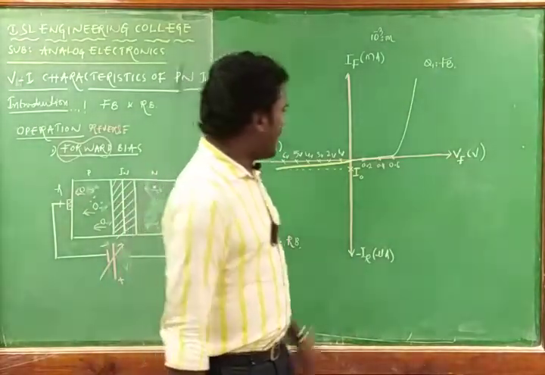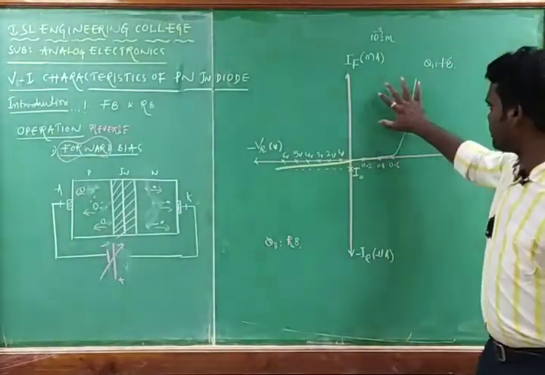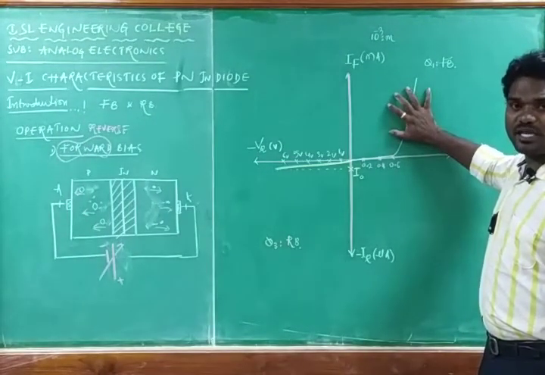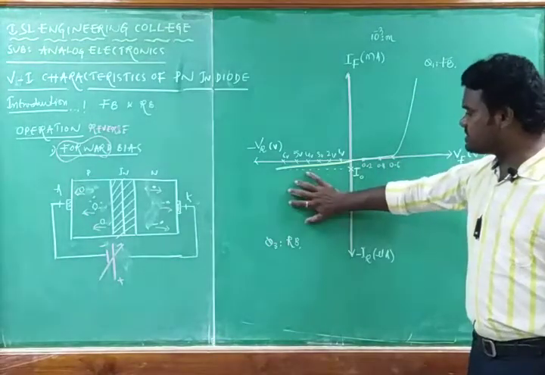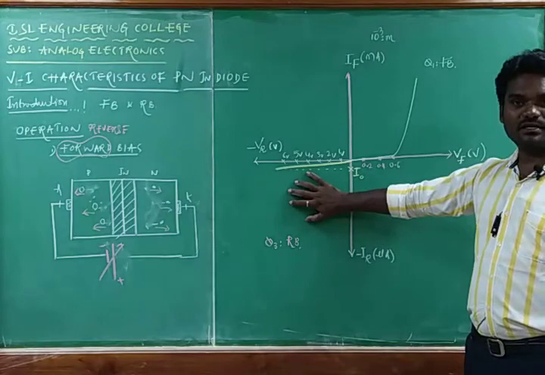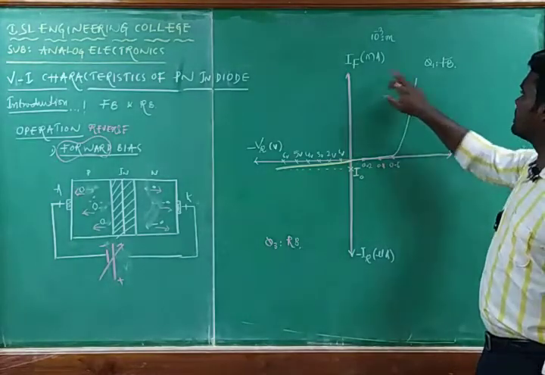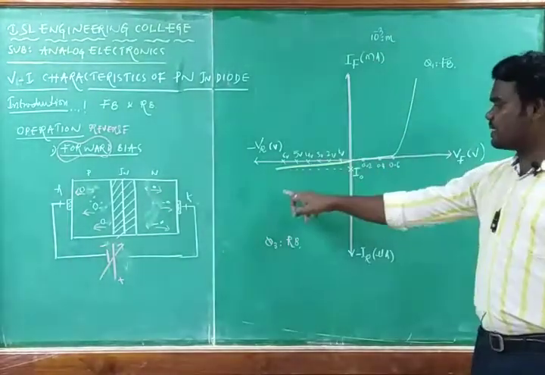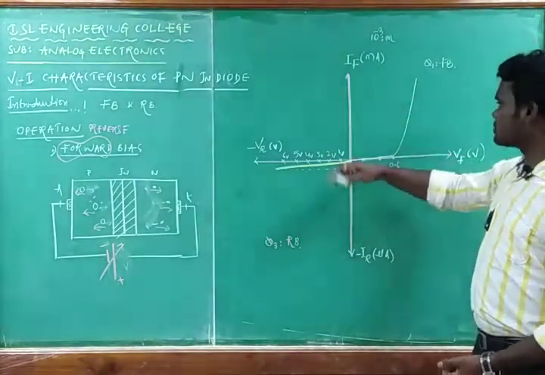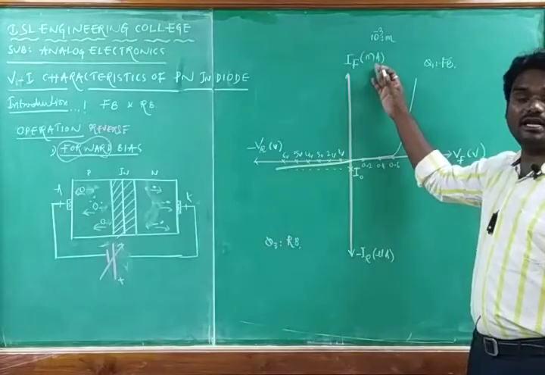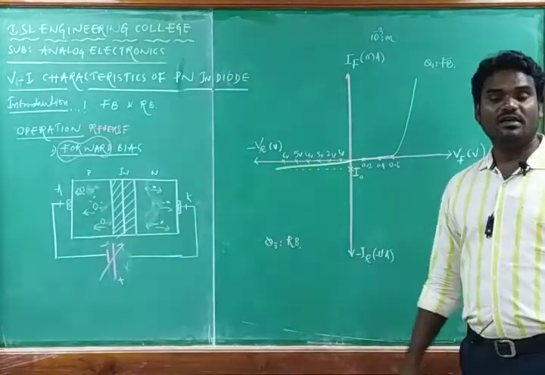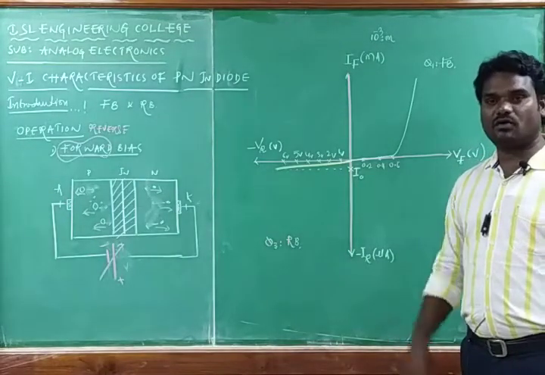That current is in terms of microamps. Now this is a plot which explains the forward bias PN junction diode operation, and this is a plot which explains the reverse bias PN junction diode operation. In forward bias, it conducts current in milliamps. In reverse bias, it conducts current in microamps. Which current is more now? The forward bias current is more, in milliamps, and the reverse bias current is very less, in microamps.